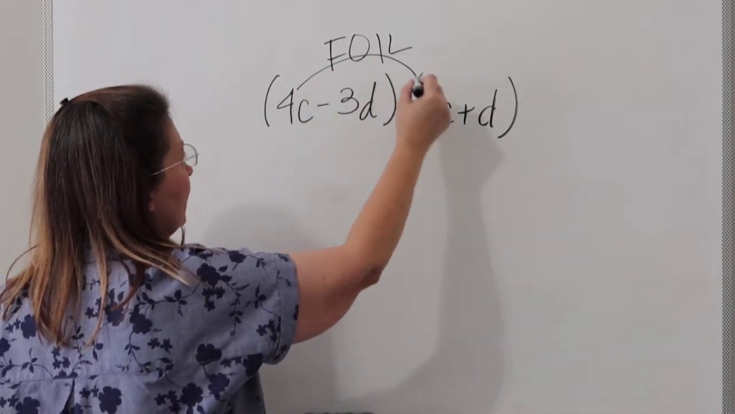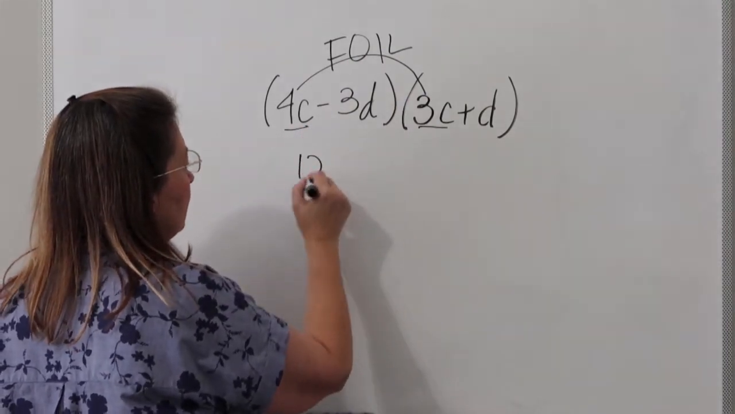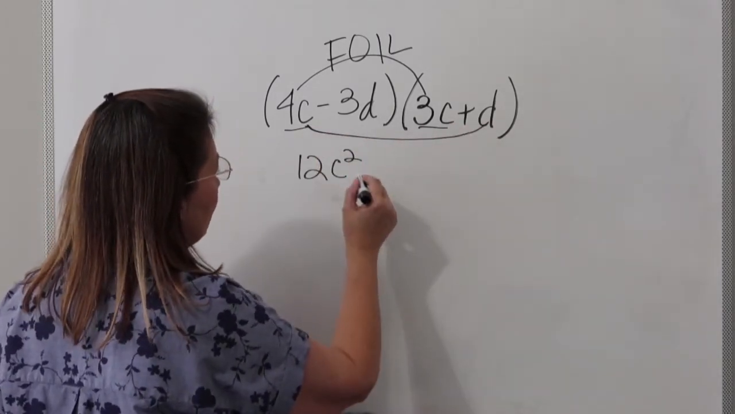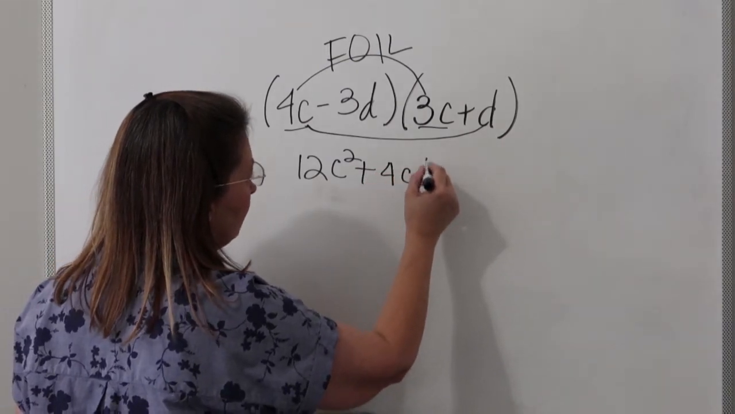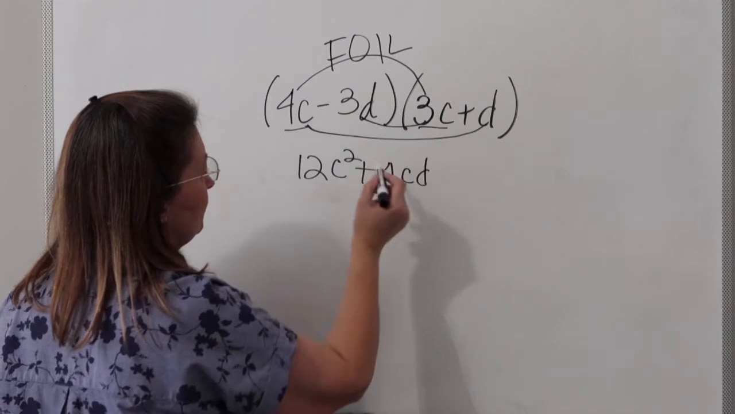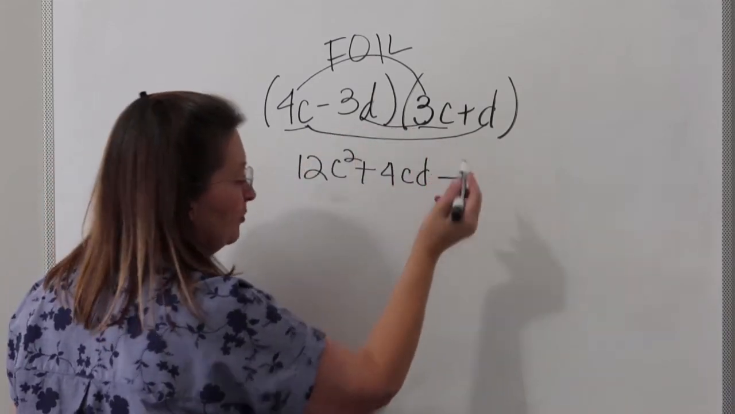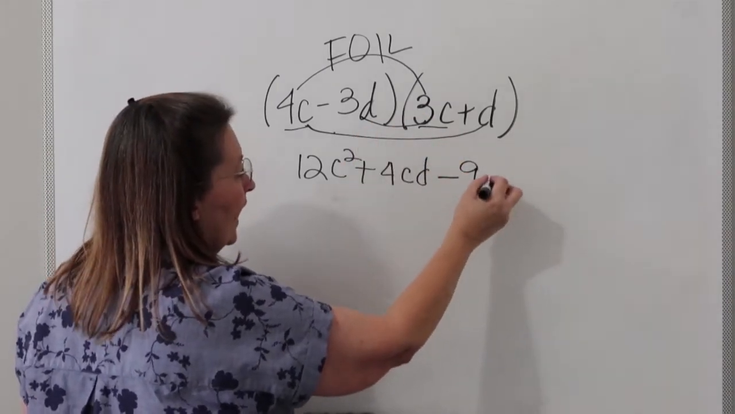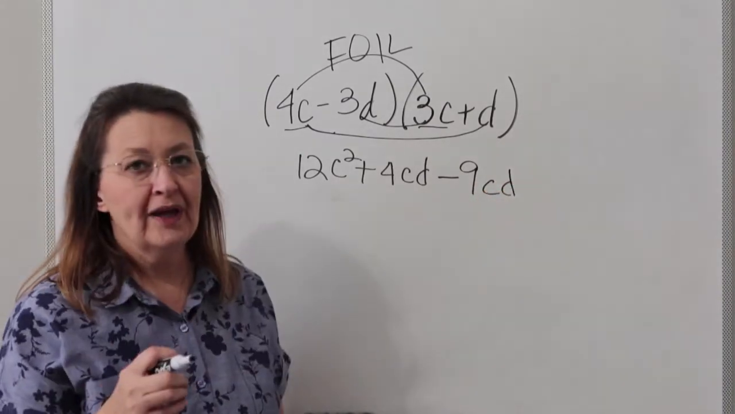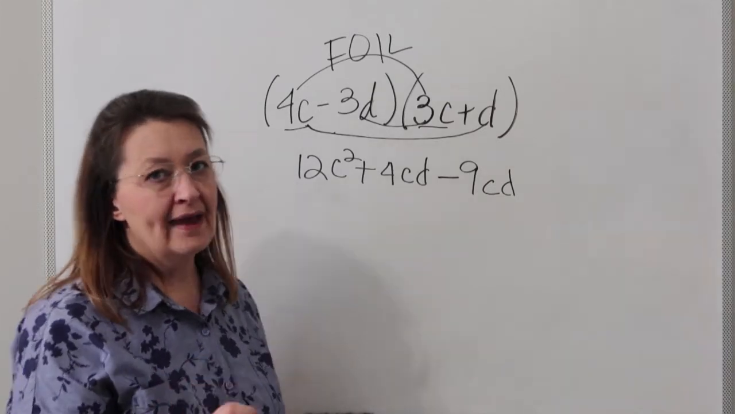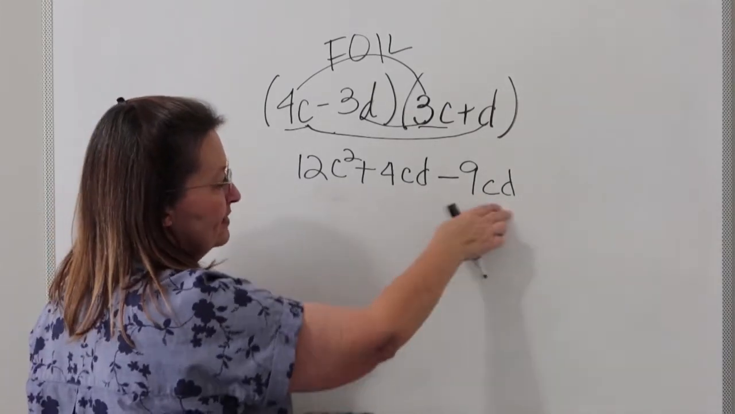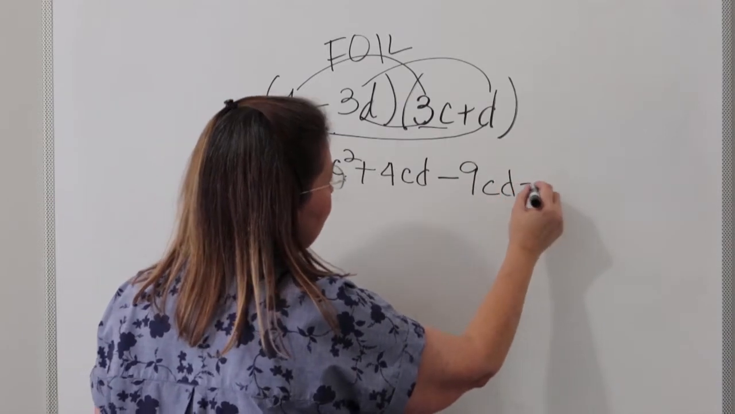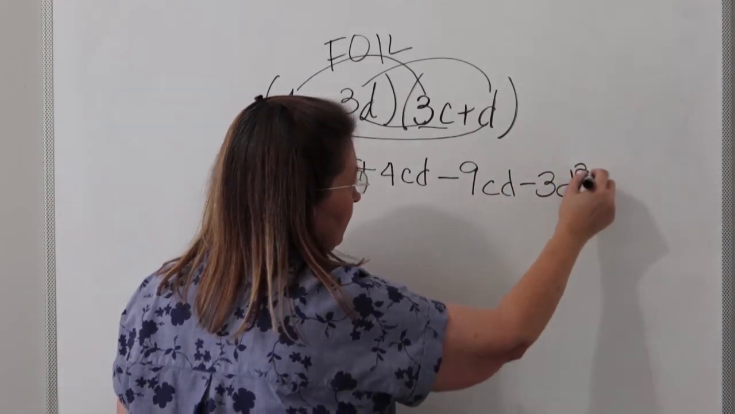I'm going to multiply the first 2 together. So 4c times 3c gives me 12c squared. Now the outside 2, 4c times d gives me positive 4cd. The inside 2, now I have a negative times a positive, so that's going to be minus. 3 times 3 is 9. Now instead of putting DC, I'm going to go ahead and put them in alphabetical order because multiplication is commutative. CD is the same thing as DC, and you want to keep them alphabetized. That way you'll know when something matches. My last 2, the -3d times d is going to give me -3d to the second power.